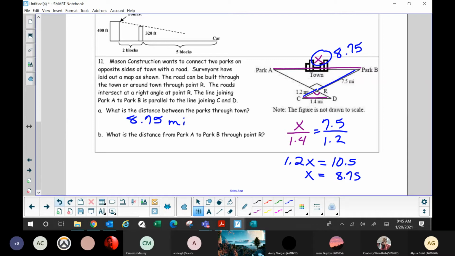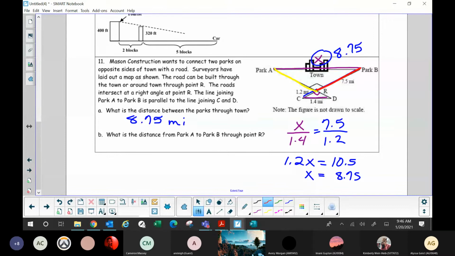Part B is asking, what is the distance from A to B through point R? So if we had to go from A to R, then from B to R, you're adding those two distances. You're going from point A to R to B, so you're adding those two side lengths together, A to R and B to R.